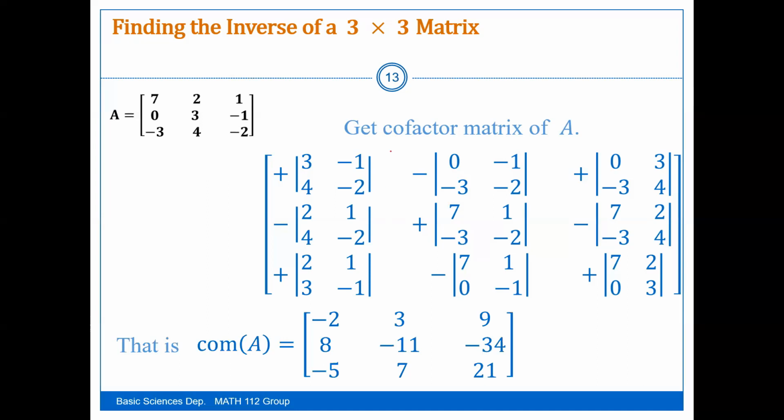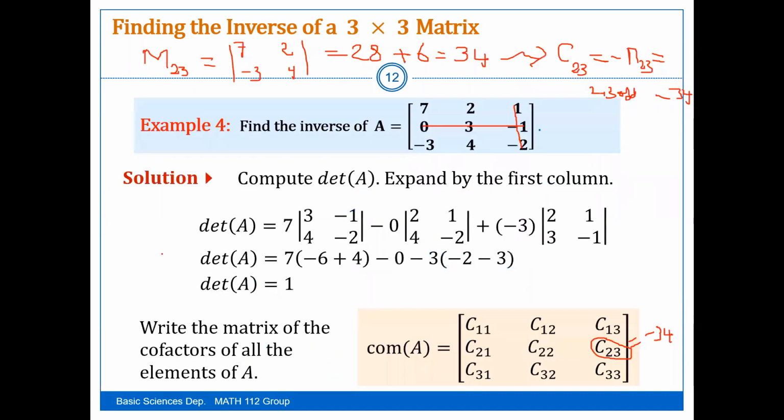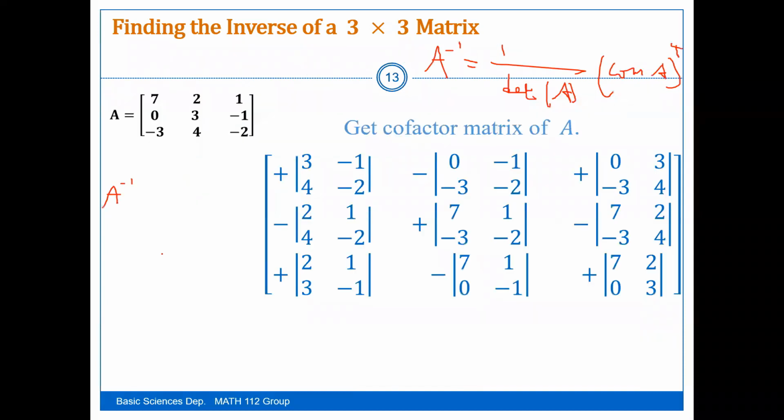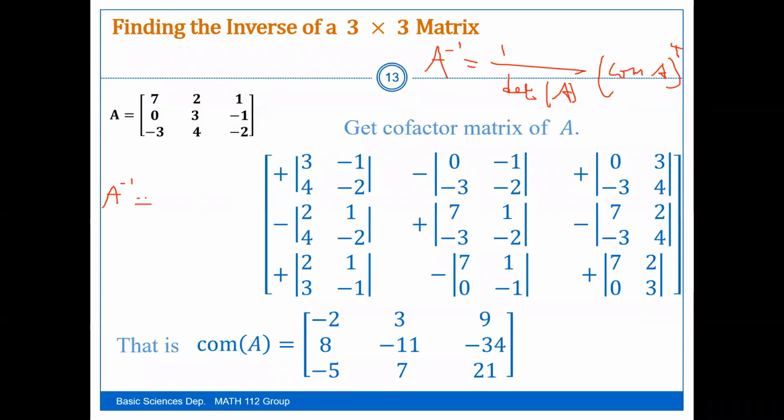It is a bit long here, but for the inverse we said we have the formula: 1 over the determinant of A times the comatrix of A transposed. So here we are done. For A inverse, what did we find for the determinant? The determinant we said is 1. So here 1 over 1.